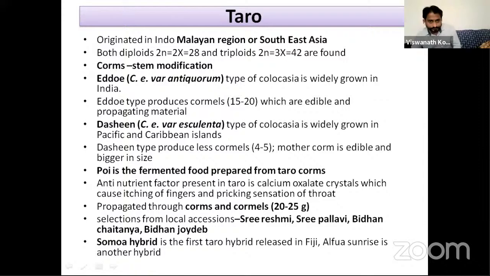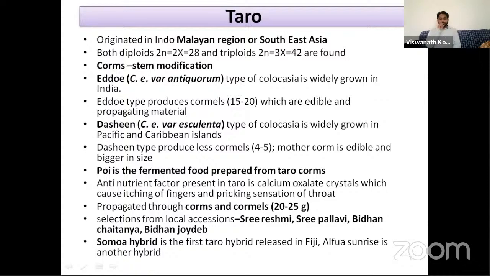The poi is an important fermented product prepared from the taro corms. There is an anti-nutrient factor present in the taro. If you touch the taro, you can get itching on your fingers, and if you consume it, you can feel the pricking sensation in the throat. That is due to the presence of the anti-nutrient factor calcium oxalate crystals.